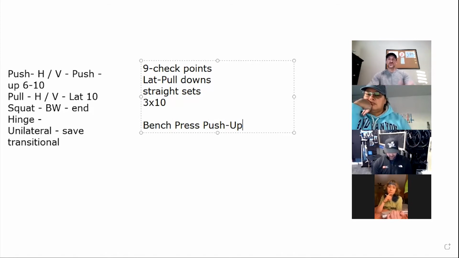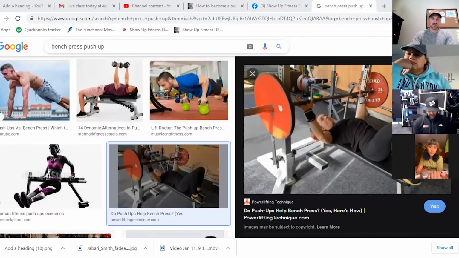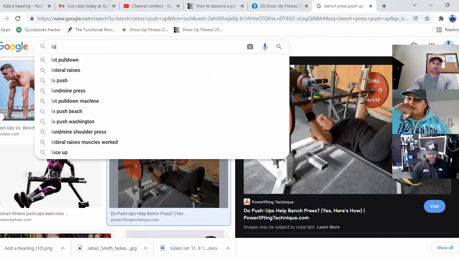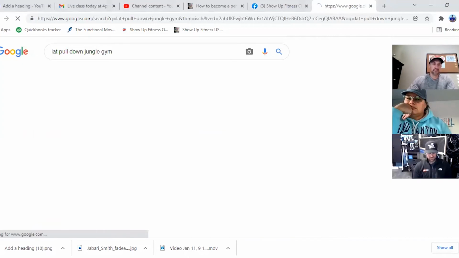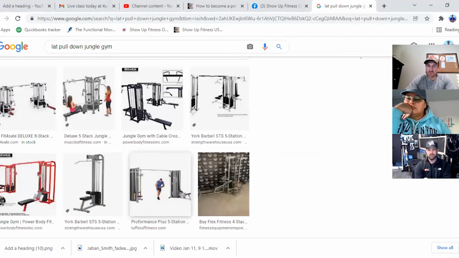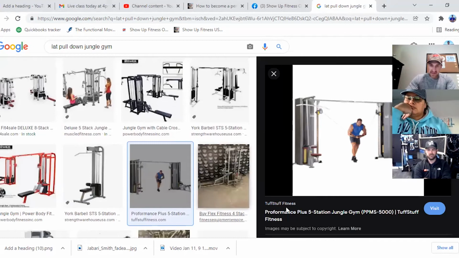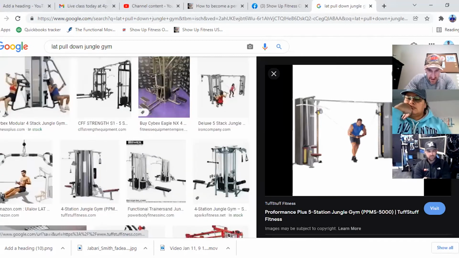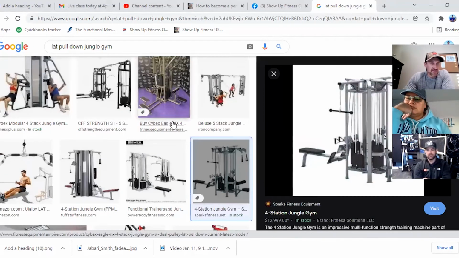But with most, let me show you real quickly, with most lat pull down machines, they're called jungle gyms. And if your gym has it, I bet it does. So lat pull down jungle gym. You'll see that most of them are on a bigger scale, like this. That's still kind of a bad one. I don't like that one. There we go. So do you have something kind of like this?